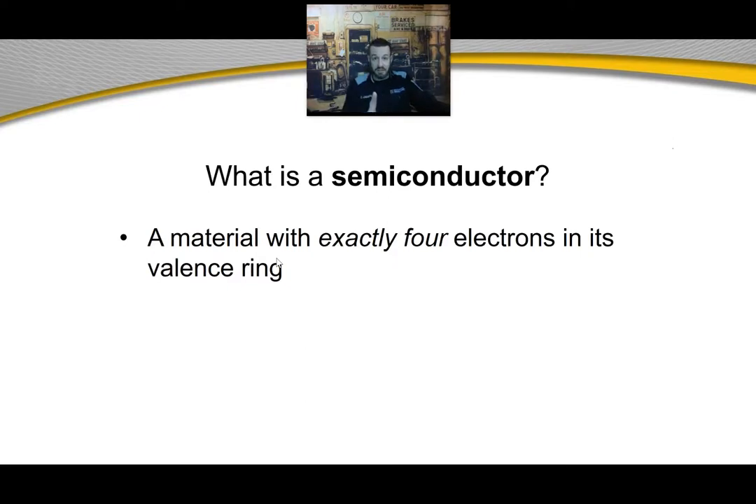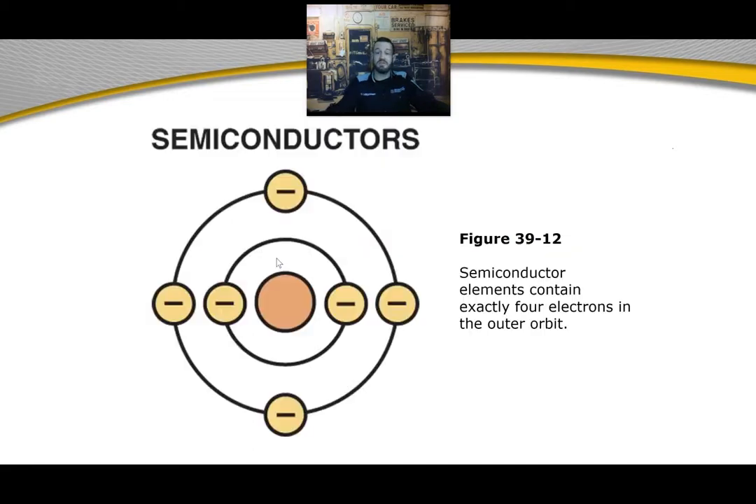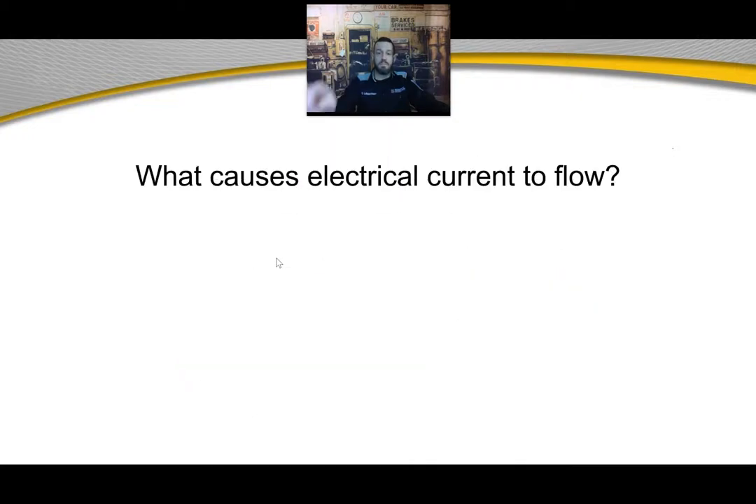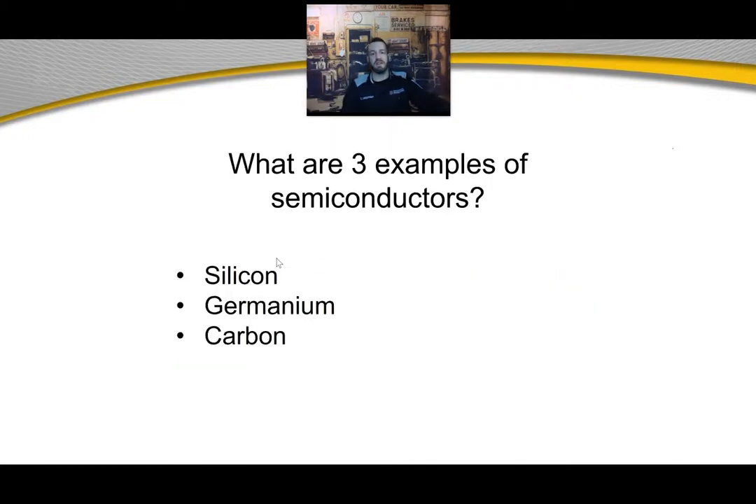Now, a semiconductor. A material with exactly 4 electrons in its valence ring is a semiconductor. Semiconductors have exactly 4. Silicon.